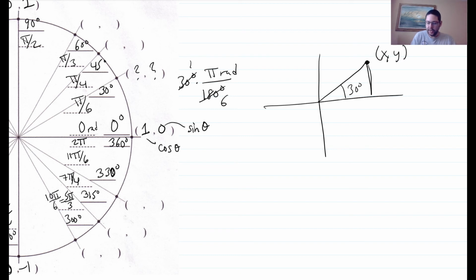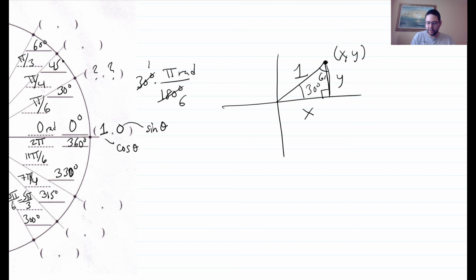So we're going to draw a line straight down to the x-axis. This is my y, this is my x. Now I know that the radius of that unit circle is 1, so that triangle has a hypotenuse of 1. This is a 30, 60, 90 triangle, folks. So we can use the special triangles.